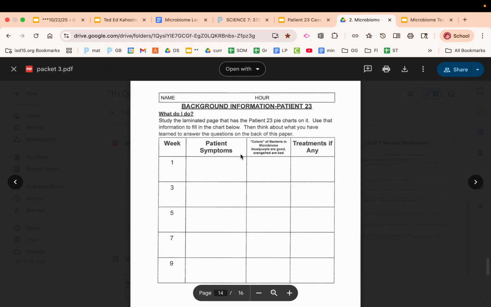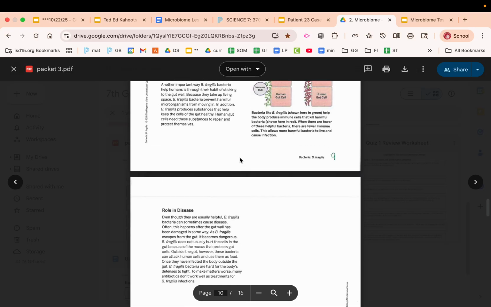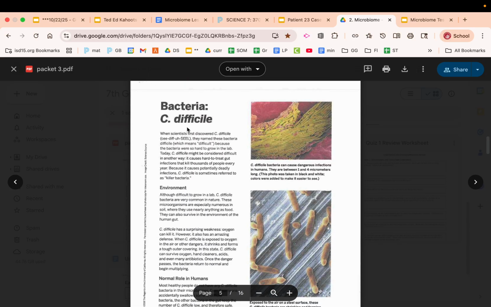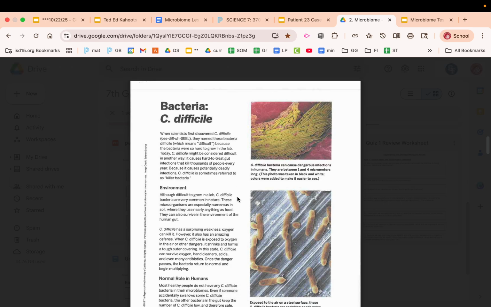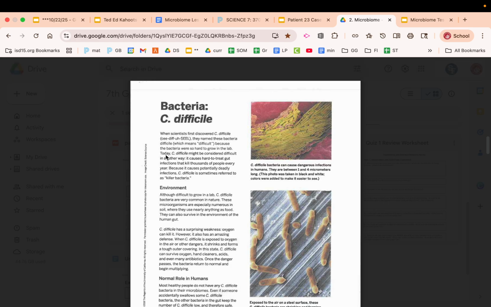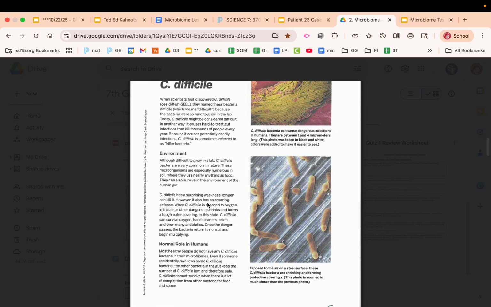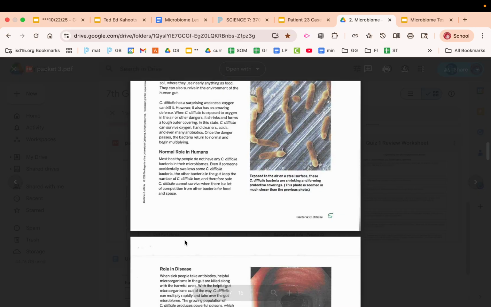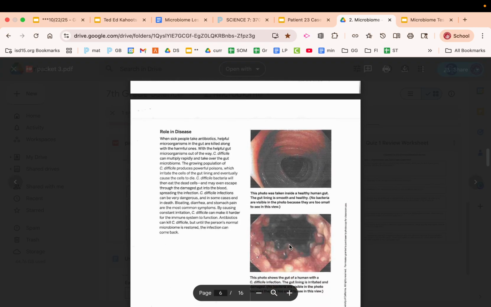So going to your packet, skipping around here a little bit, but page 5 and 6. Page 5 is about the C. difficile bacteria. These are the bad ones, all right? So we have an introductory paragraph here. We have a couple paragraphs about the environment they like to live in, a couple paragraphs about their normal role in humans, and then finally, super gross pictures of intestines, woohoo, and a paragraph about their role in disease.